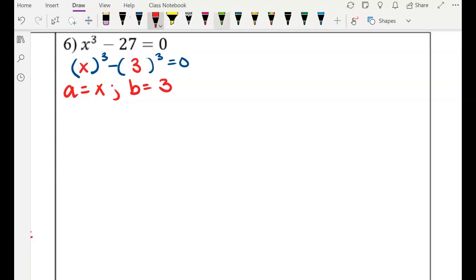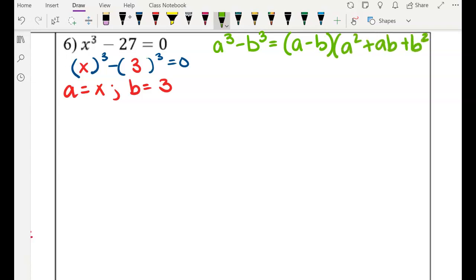And if you guys remember sum and difference of cubes, we studied this already in factoring. The formula is a minus b times a squared, whoops, times a squared plus ab plus b squared. So again, if you guys need help with factoring, please do come into office hours and get some extra help. So let's factor it out, okay?